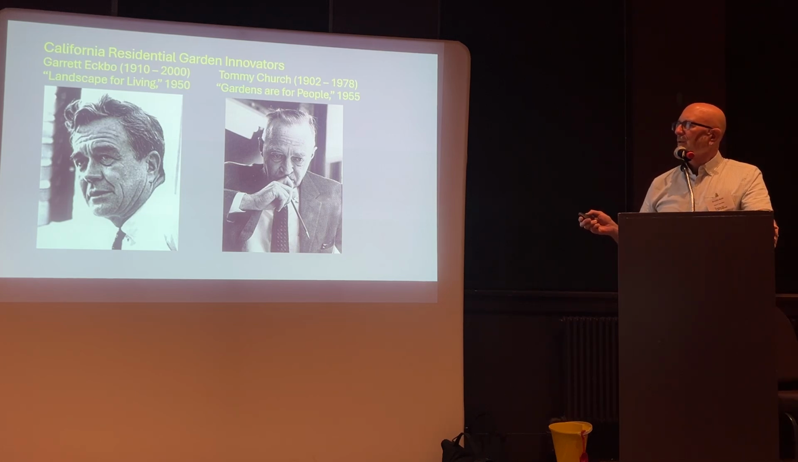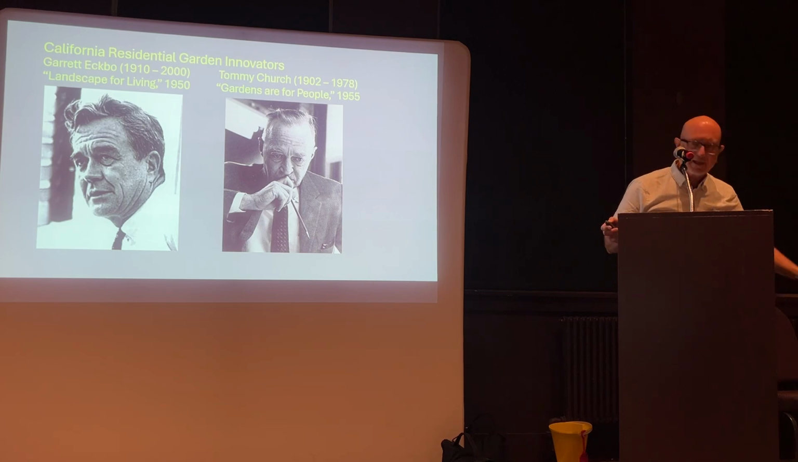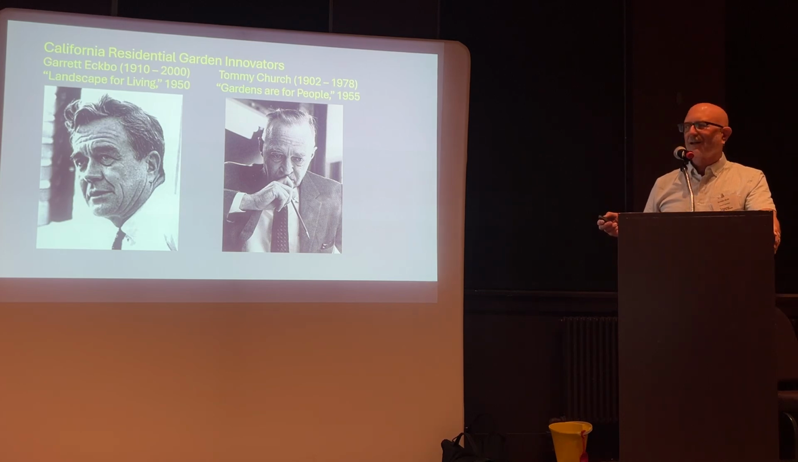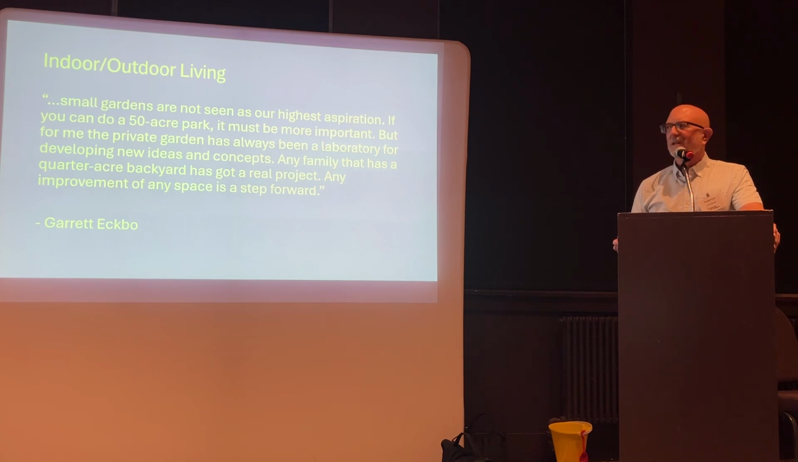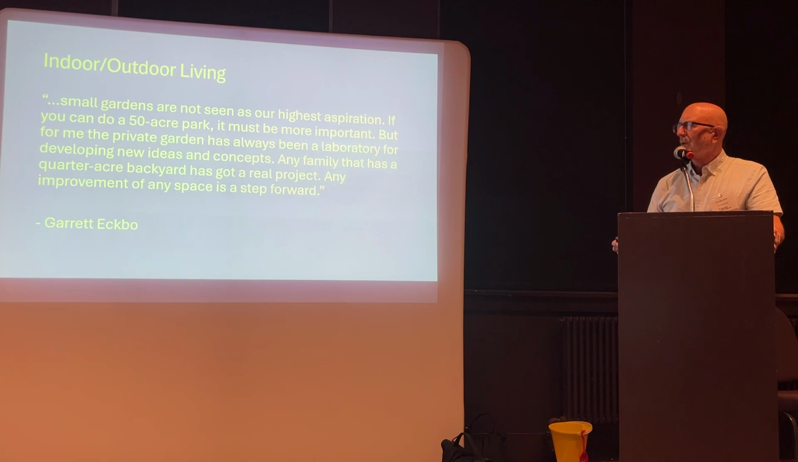But Tommy Church wrote a book called Gardens Are for People. I have it in this bag if anyone wants to look at it afterwards. And Garrett Ekbo wrote a book called Landscape for Living. And Garrett Ekbo wrote this, which I think is very interesting. He's talking about landscape architects here when he says we. He says, small gardens are not seen as our highest aspiration. He means as landscape architects. If you can do a 50-acre park, it must be more important.